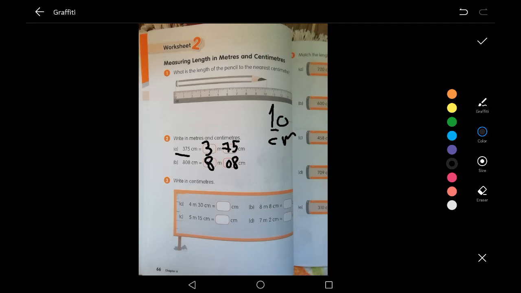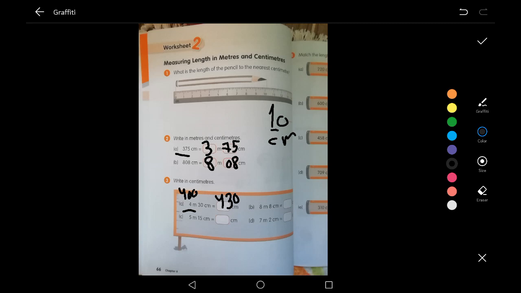Now, question number 3. Here, 4 meters, 30 centimeters. How many centimeters? Here we know that 4 meters equals 400 centimeters, and then we add them. So the answer is 400 plus 30, that is 430 centimeters.